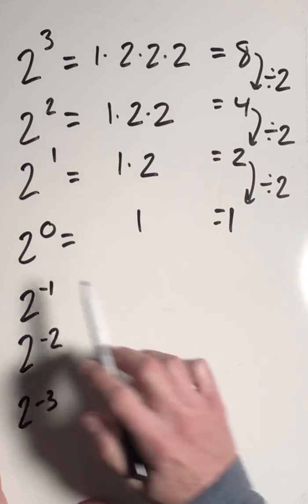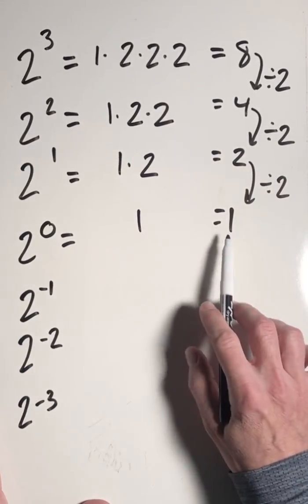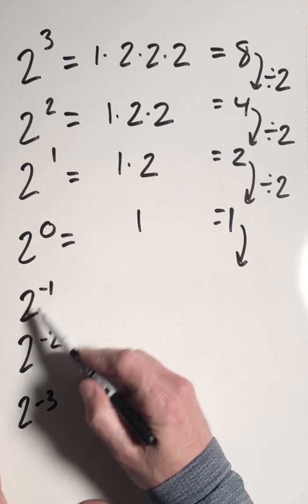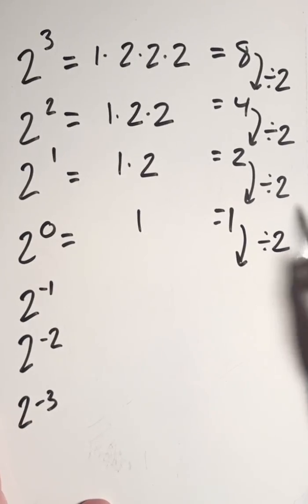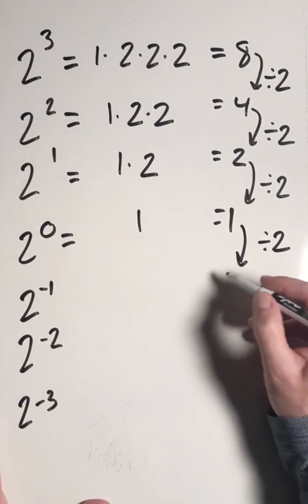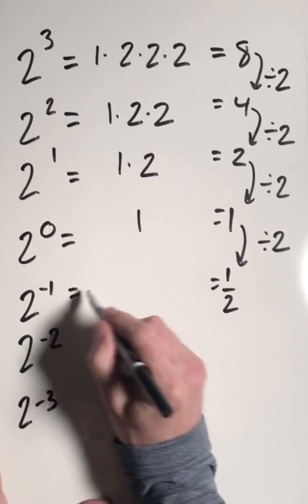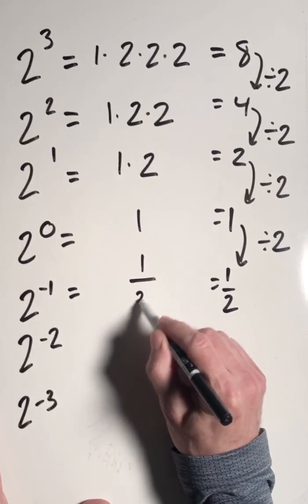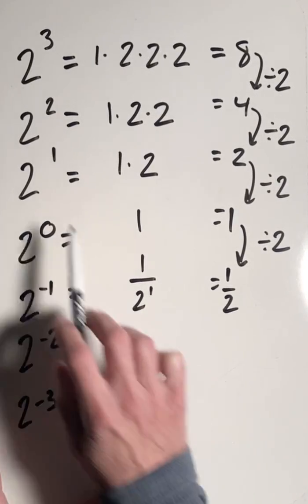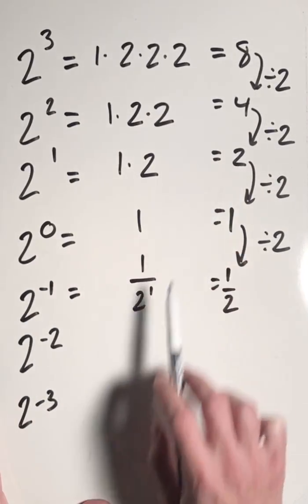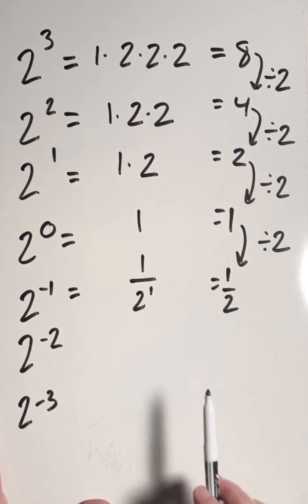Following through with the pattern, to go from 2 to the 0 power, or 1, down to 2 to the negative 1, we're going to divide by the base of 2 again. Well, 1 divided by 2 is 1 over 2, which makes sense. We're looking at 1 over 2 to the first power. 2 to the first power is 2, and we're now taking 1 divided by that.